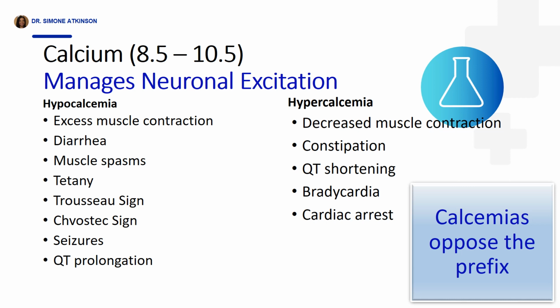Now, on the opposite end, with hypercalcemia, there is decreased muscle contraction, there is constipation, and a shortening of the QT. So to decrease calcium, if you have an elevated level, you can give meds such as bisphosphonates, calcitonin, or glucocorticoids, as well as loop diuretics. And in renal failure situations, dialysis may be required.